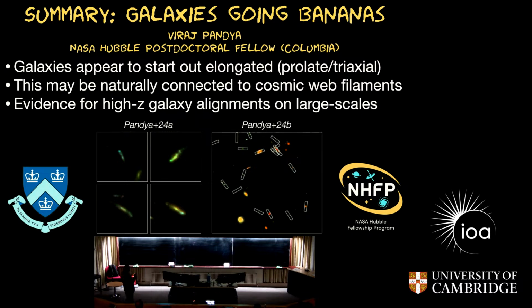And in detail, galaxies appear to start out elongated, and this may be connected naturally to their formation along filaments of the cosmic web. And we have some evidence from JWST now for alignments between these high redshift, very distant early galaxies on very large scales. So I'll stop there and take any questions.